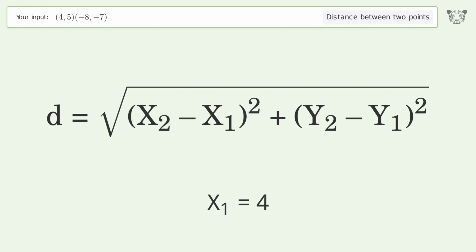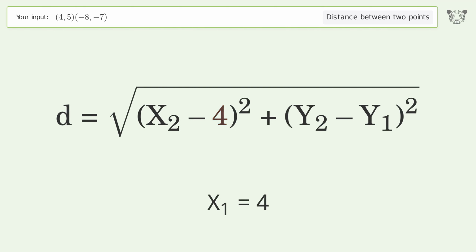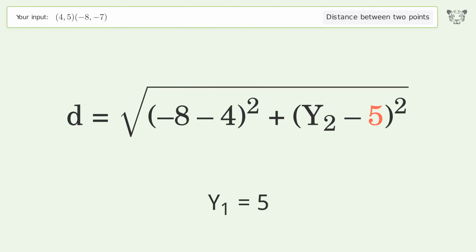x1 equals 4. x2 equals -8. y1 equals 5. y2 equals -7.